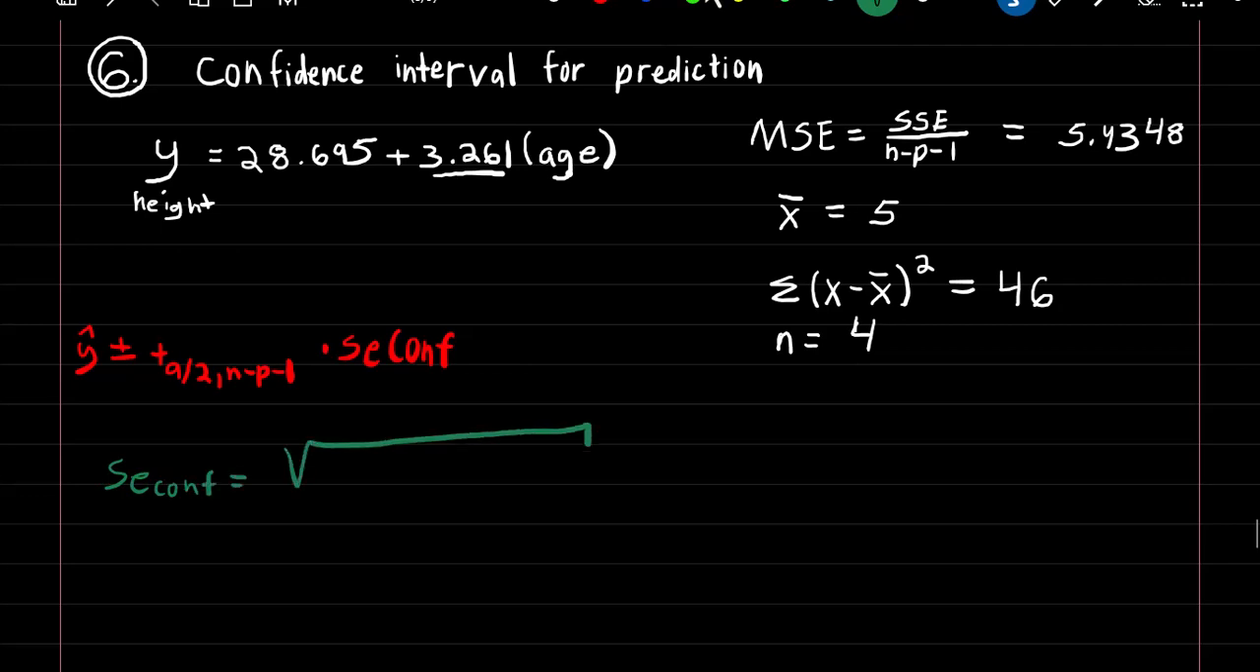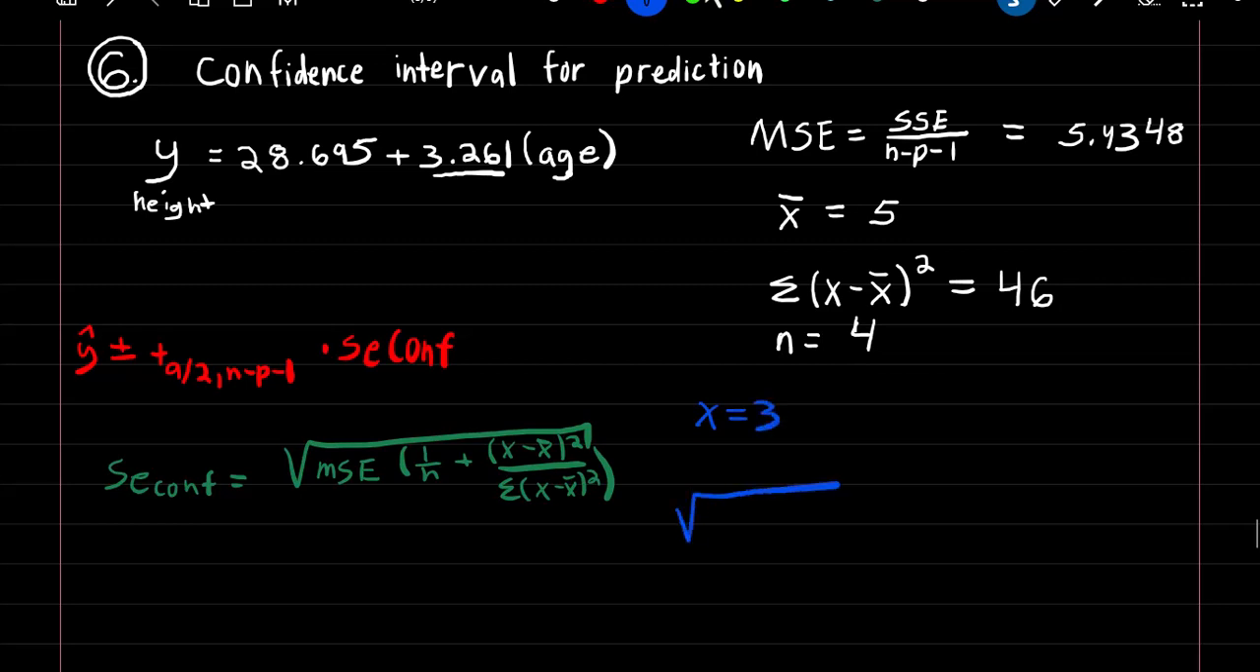the square root of the mean squared error times 1 over n plus x minus x bar squared divided by the summation of x minus x bar squared. So let's say we want to find the confidence interval when our predicted value is 3, or when x is equal to 3.